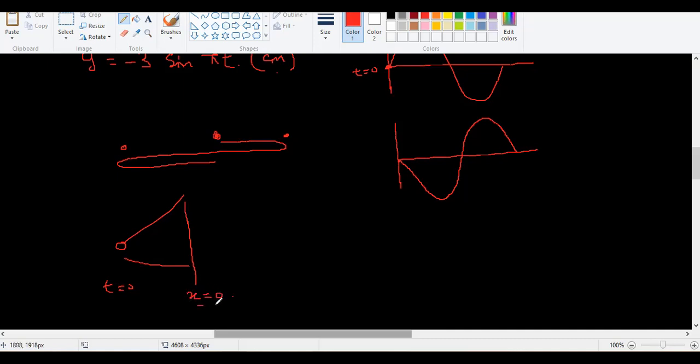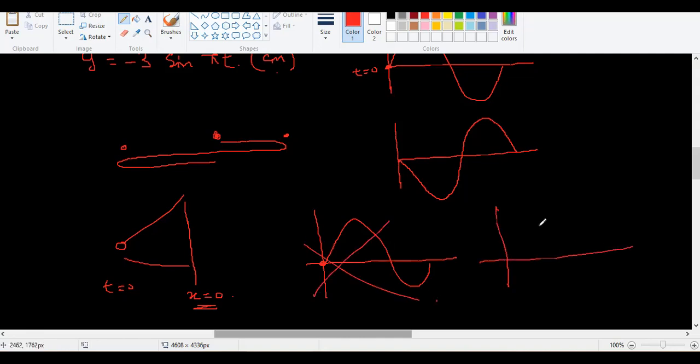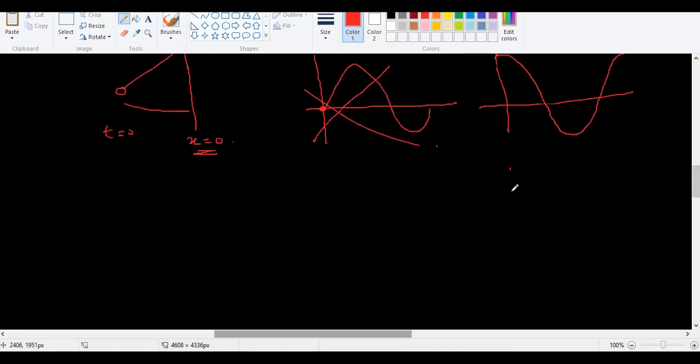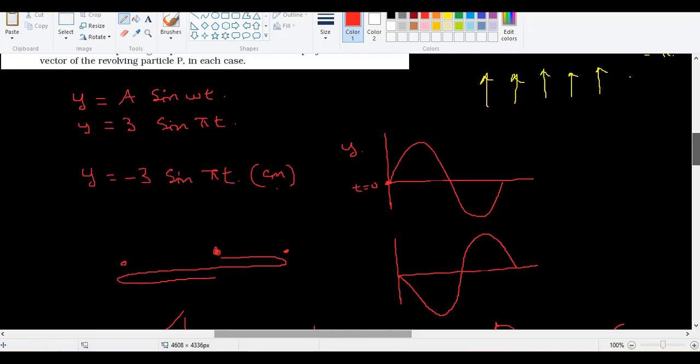x is equal to 0 is the mean position. So when you leave the pendulum from here, do you already have some displacement or not? So there's already a displacement. If you take a sine curve, it will say displacement is 0 at time t equal to 0. So that's why the sine curve is wrong for this. We should take a cos curve. But the cos curve can start like this, or it can start from negative. So you have to determine that from the diagram.